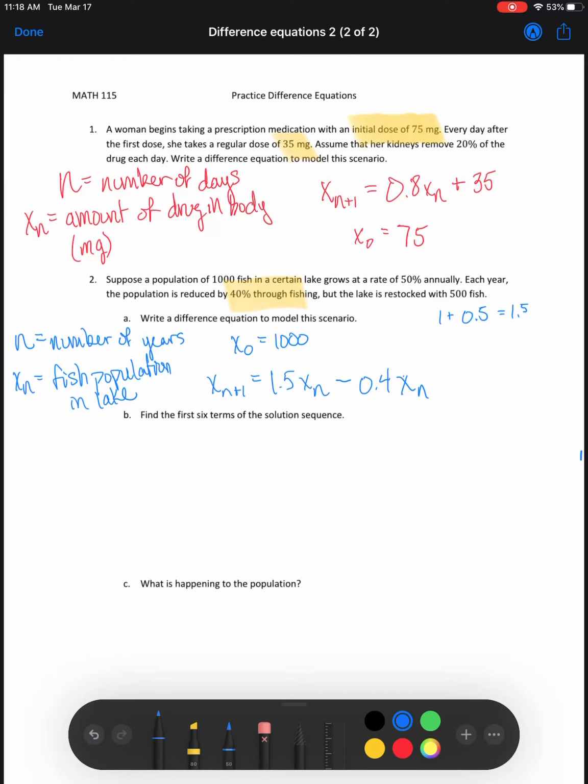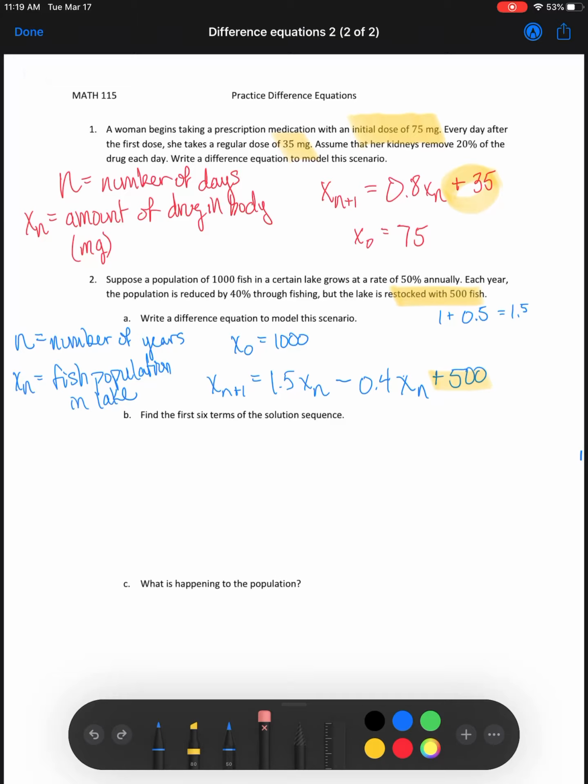There we go. All right. And then the last thing that we see here is the lake being restocked with the 500 fish. That means at the end of every year, they're just taking 500 fish and adding them to the population. So kind of like the repeated dose of the drug up here at 35, we're just going to stick a plus 500 at the end of our difference equation there.